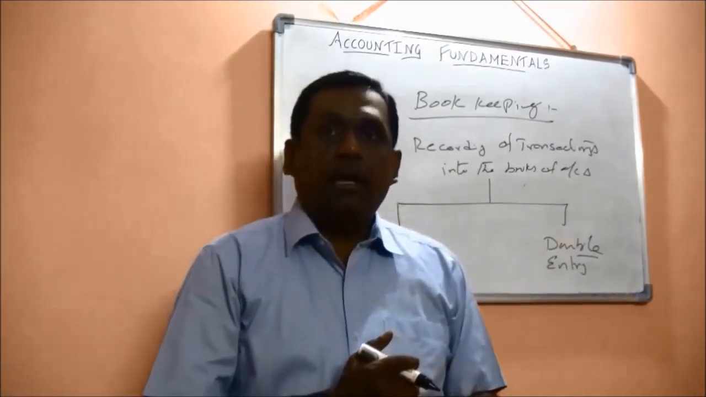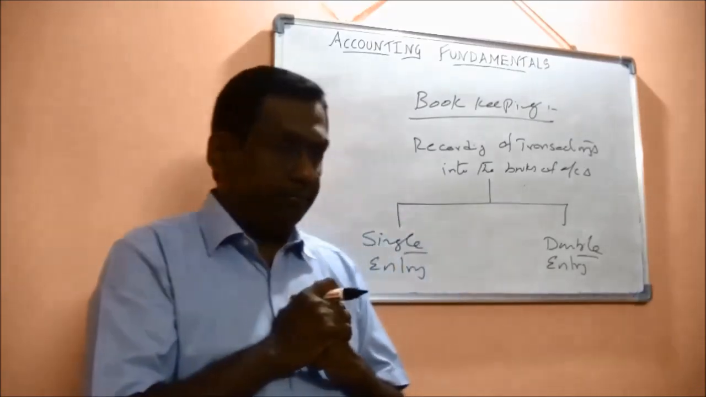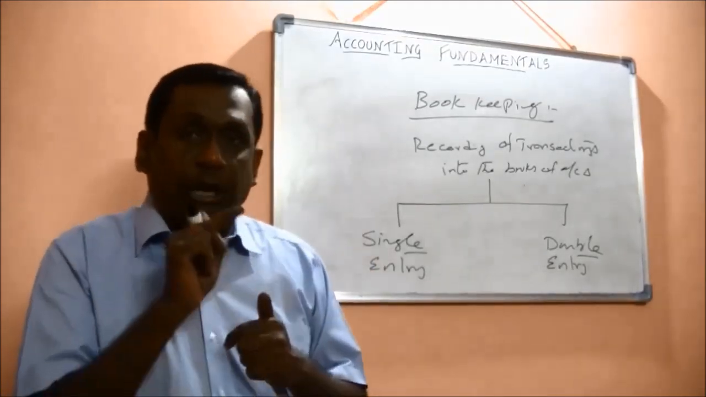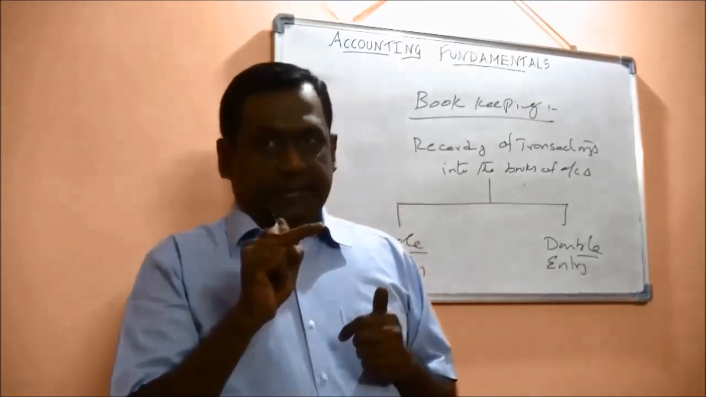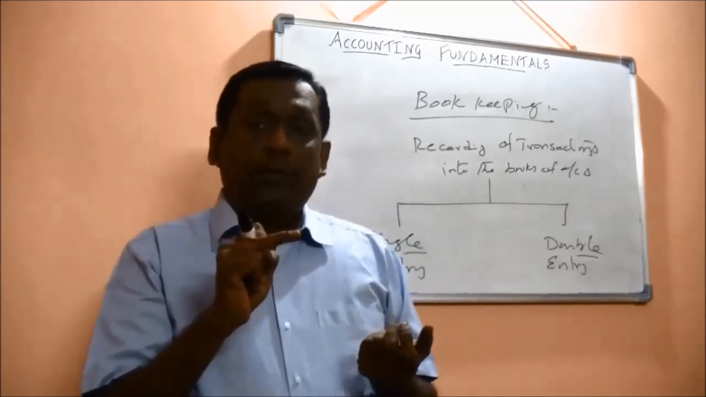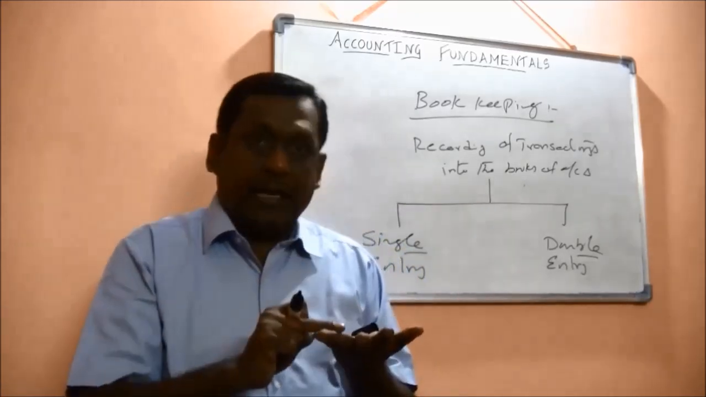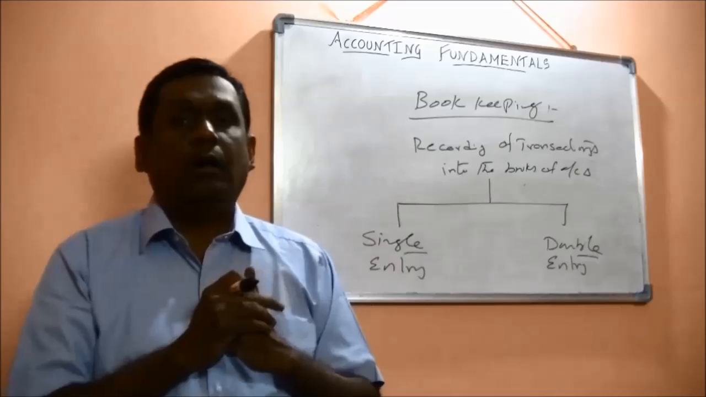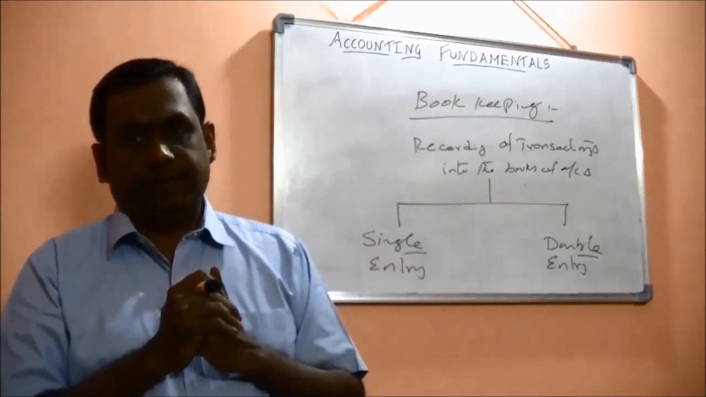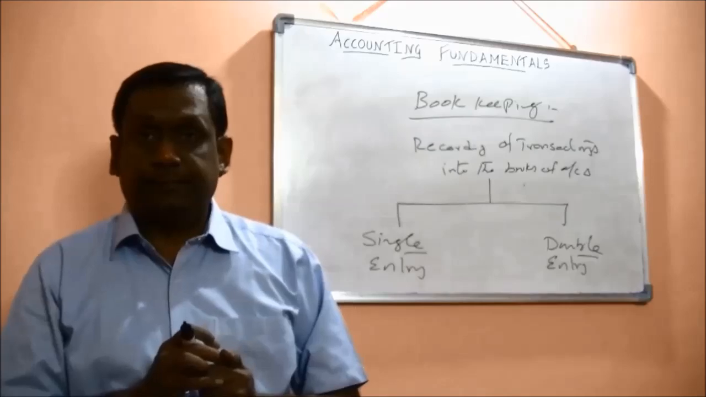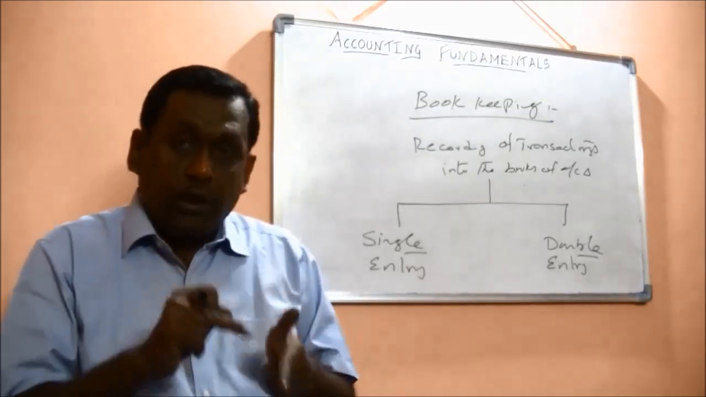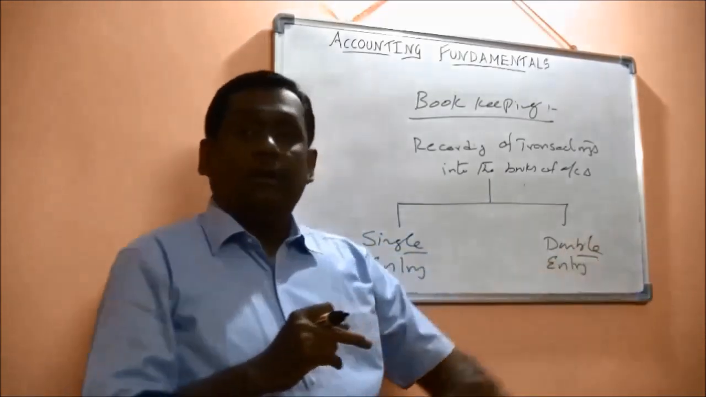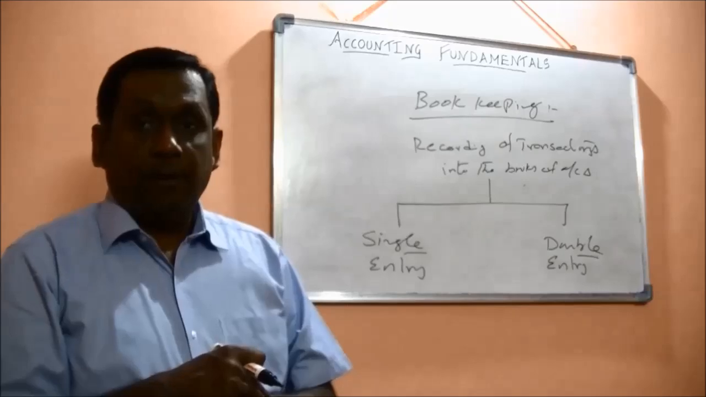Next one is double entry system of bookkeeping. The name itself clearly says double entry. You need to record both the aspects. What do you mean by both the aspects? Debit and credit. Both the aspects you need to record into the books of accounts. That is called double entry system of bookkeeping. This is a very popular method because we need to record both the aspects into the books of accounts.